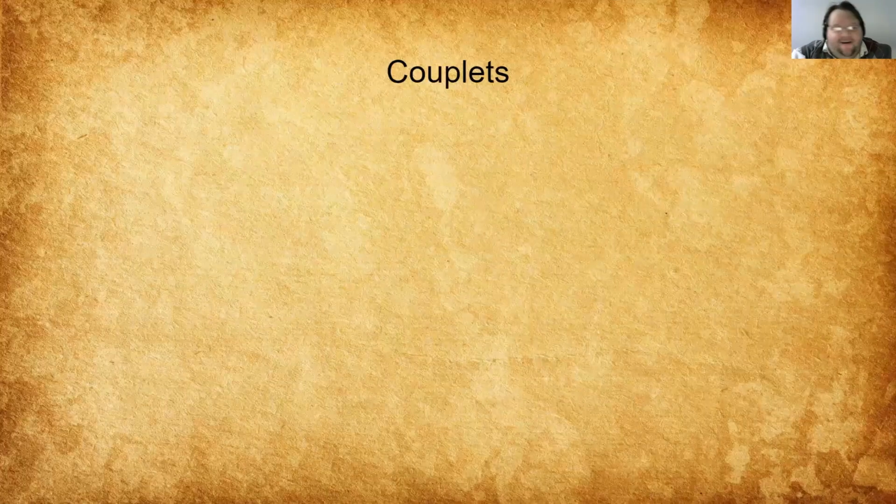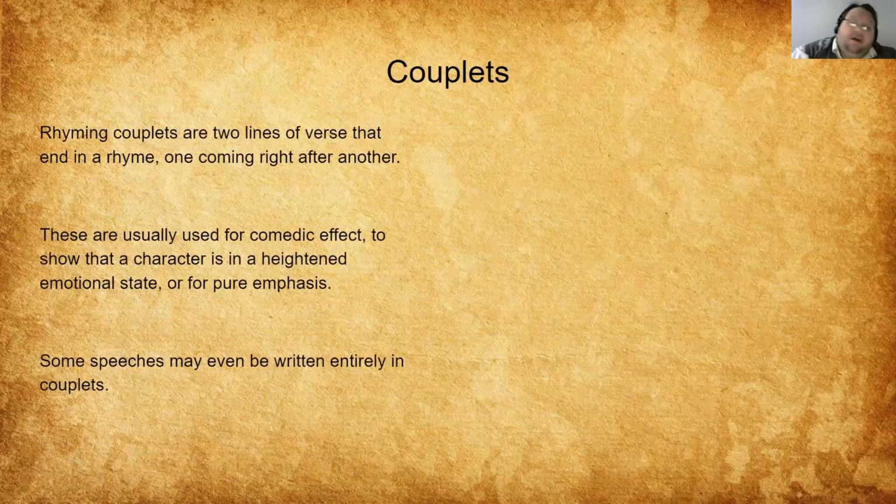Couplets. Couplets are fun. Couplets are a lot of fun. So rhyming couplets are 2 lines of verse that end in a rhyme, one coming right after the other. These can be used for comedic effect, to show a character is in a heightened emotional state, or it might just be purely for emphasis. There are some speeches that are even written completely in couplets.